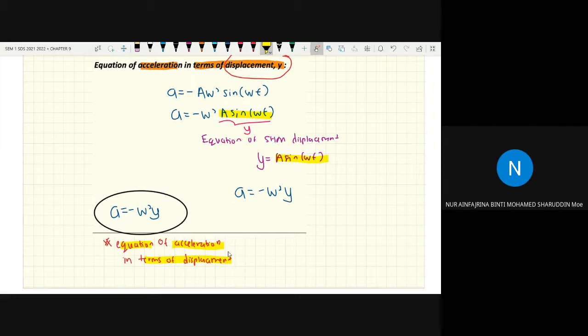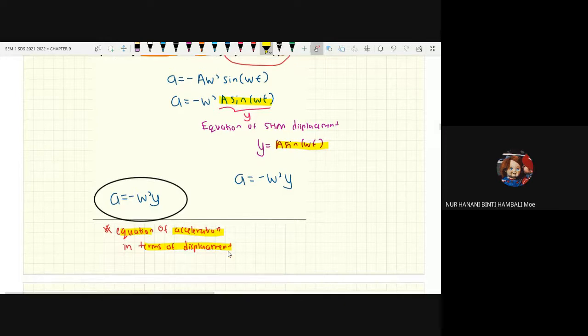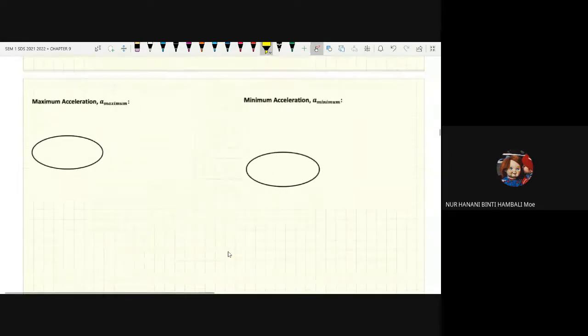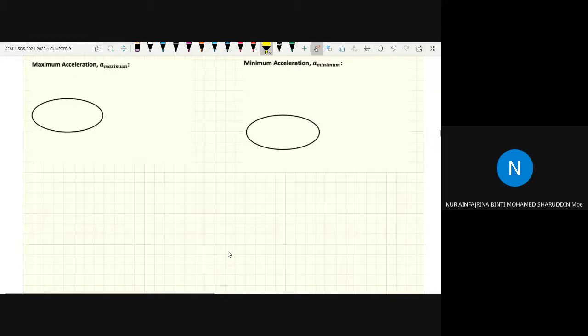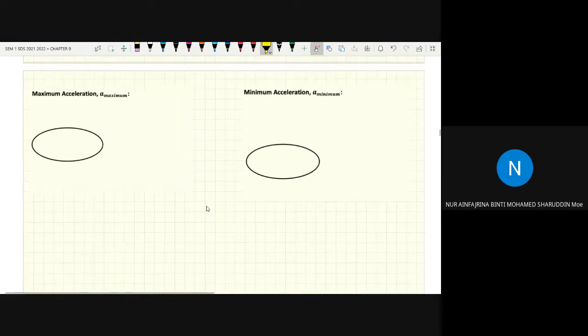Okay, may I proceed? Kids, may I proceed? Yes, Miss. Okay, Miss proceed. Now we are going to look at maximum acceleration and minimum acceleration. Miss rasa yang korang punya minimum acceleration tu pun salah. Korang betulkan dia adalah minimum, dekat korang punya nota ditulis maximum. Okay, so maximum acceleration ni dia akan berlaku kat mana? Maximum acceleration dia akan berlaku pada positive and negative amplitude.